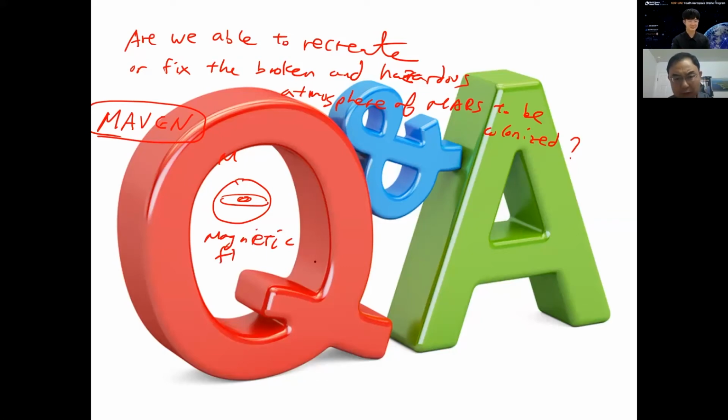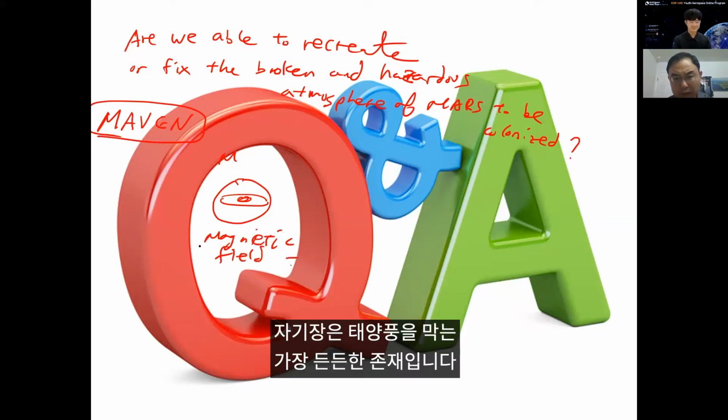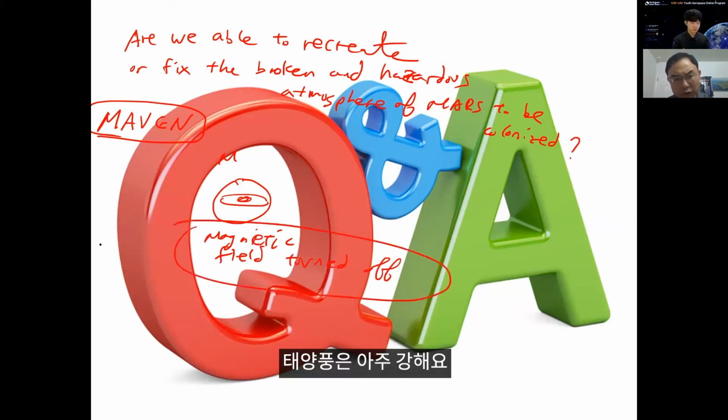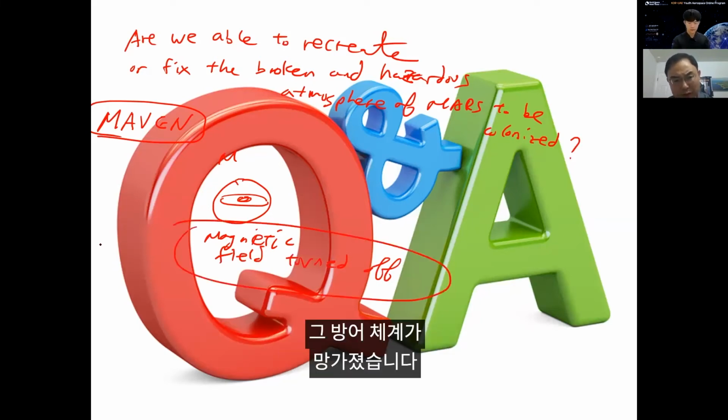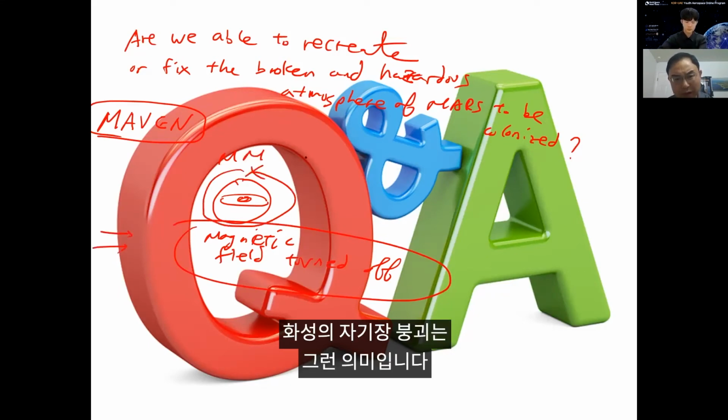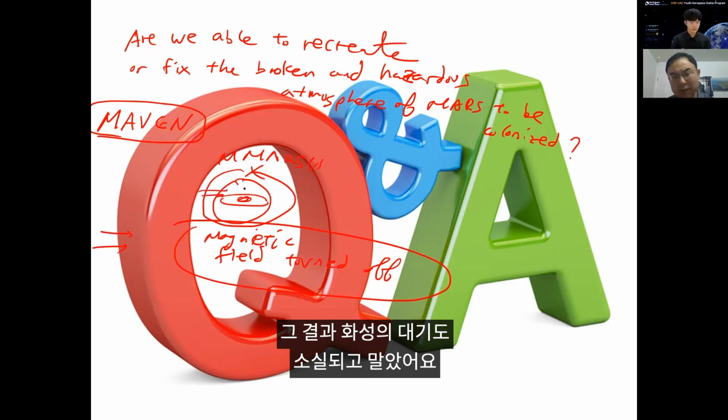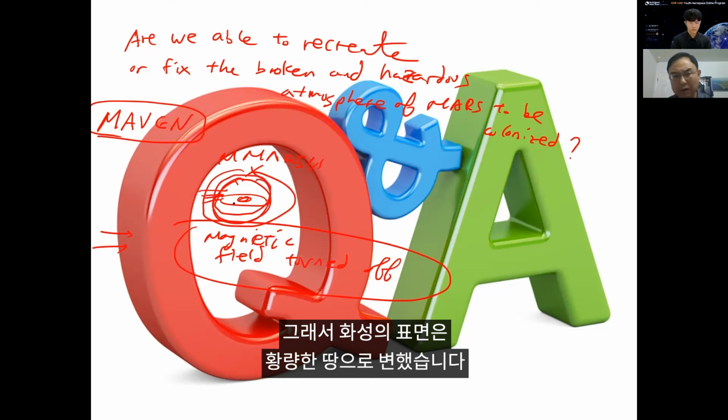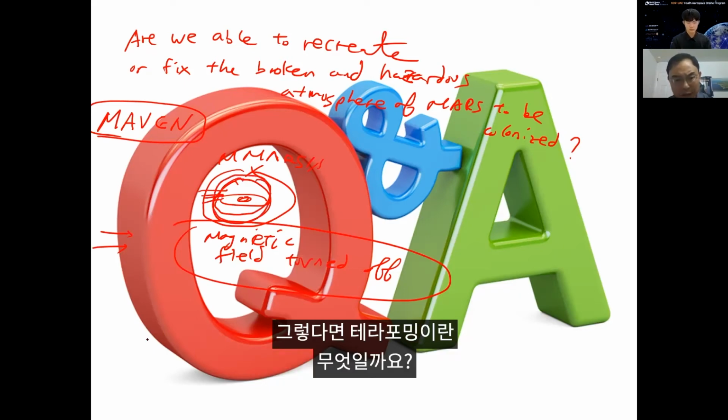The magnetic field is the best way to protect against solar wind, strong solar winds. So when our defense system broke, meaning the Mars magnetic field was broken, it destroyed the Mars atmosphere. That's why it became just barren. So what we're thinking about is terraforming.